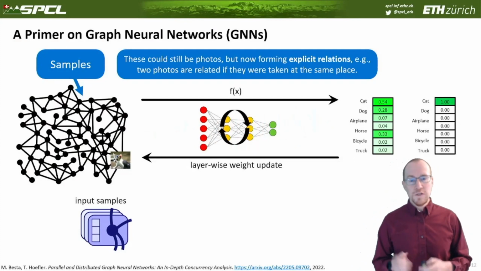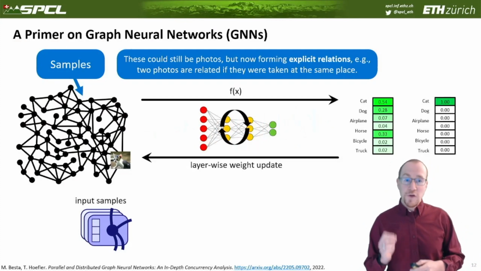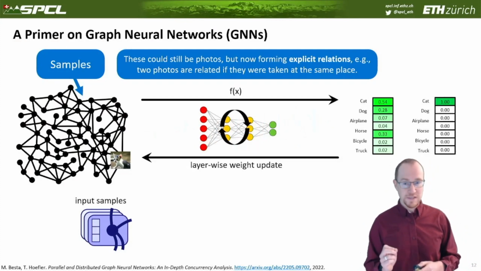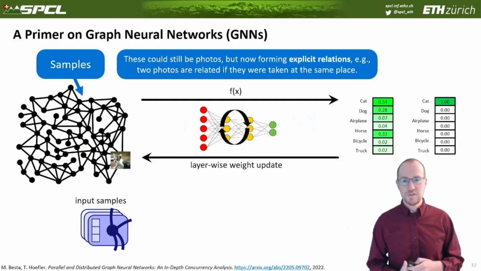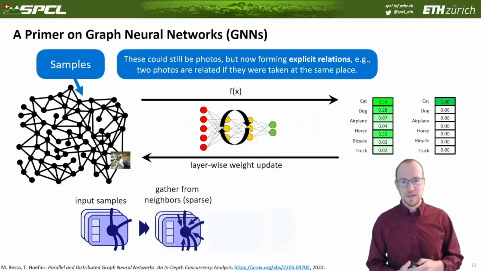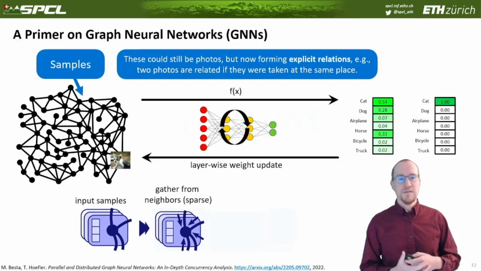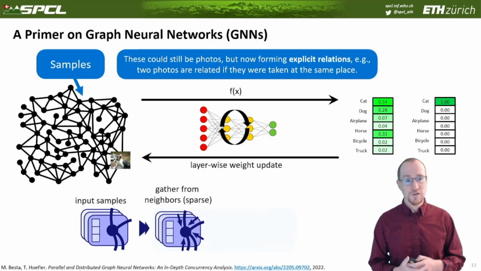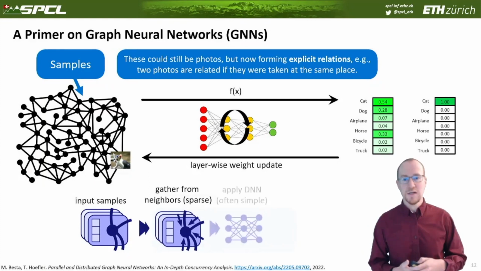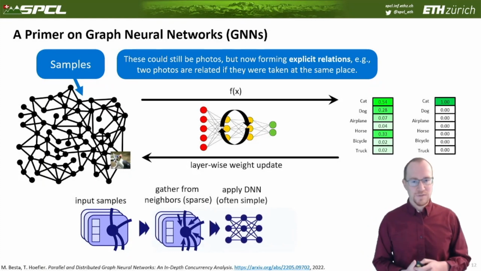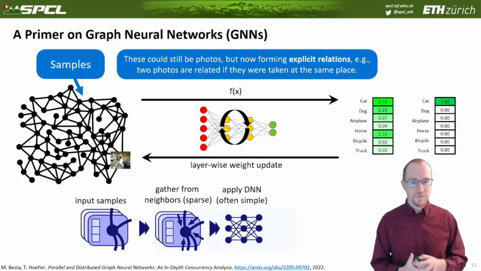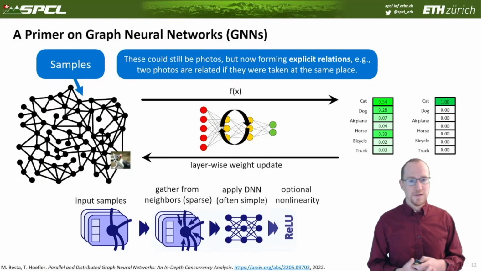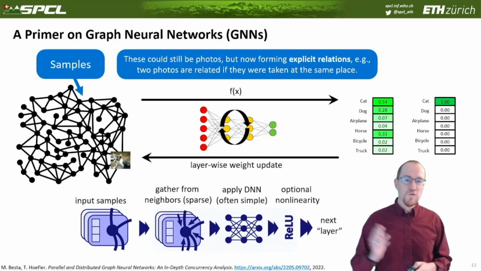So now what we do is we take an input sample, which may not be independent. You can see here that it has connections to other input samples. We gather the information from the neighbors, and that is now a big difference to traditional deep neural networks because there are no neighbors. We apply some graph neural network, or some deep neural network, which is often quite simple, to the information that we gathered from the neighbors. And then we have an optional nonlinearity in our system, and then we move on to the next layer.